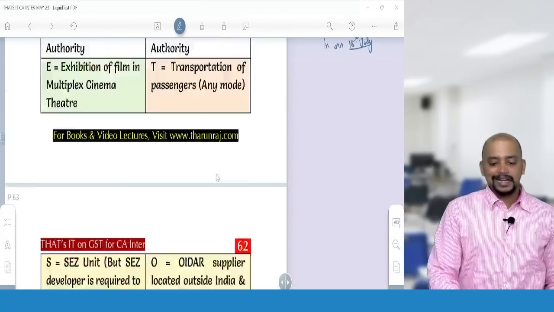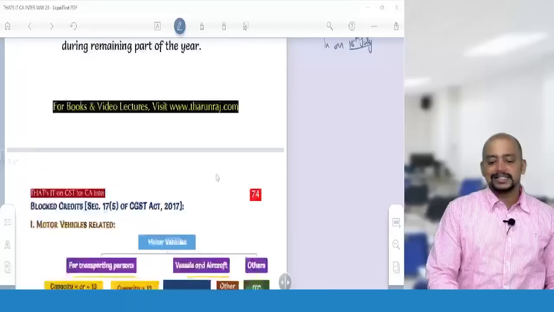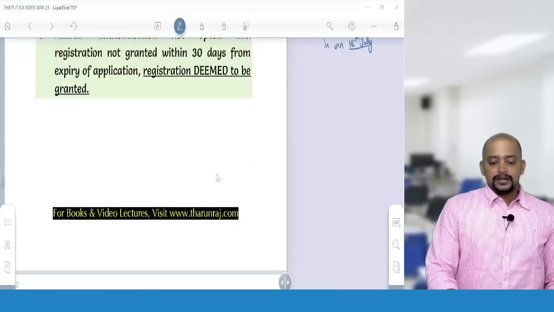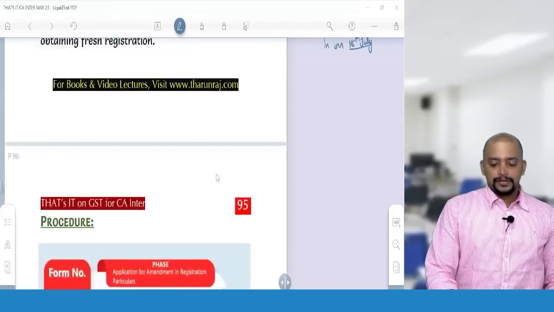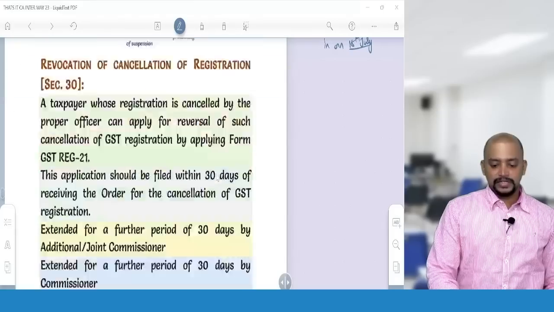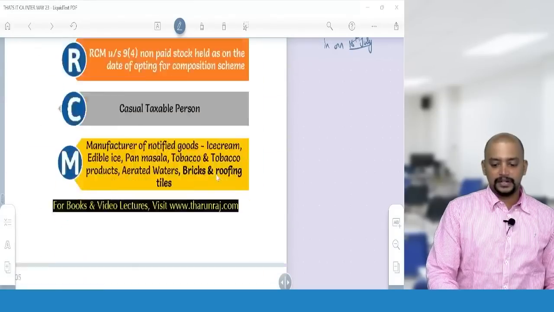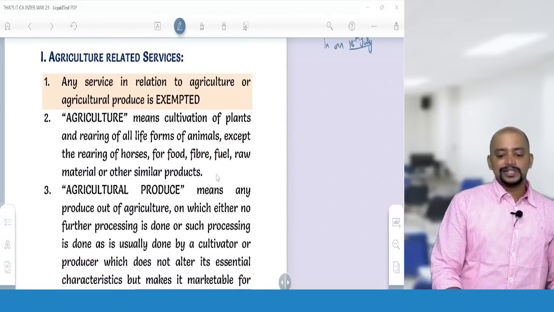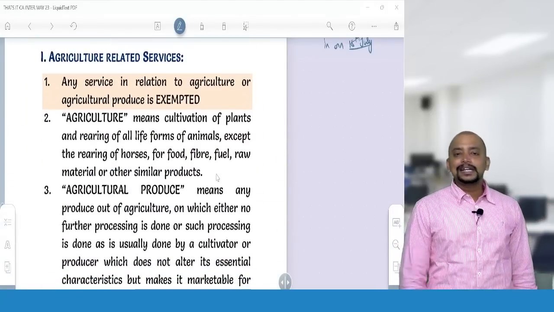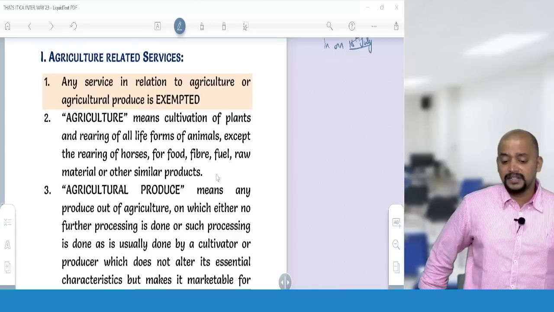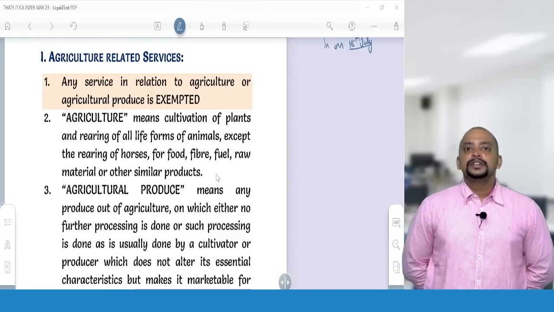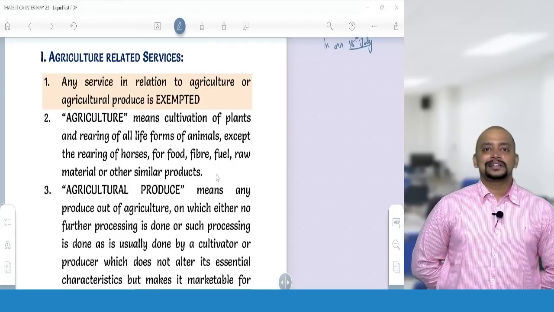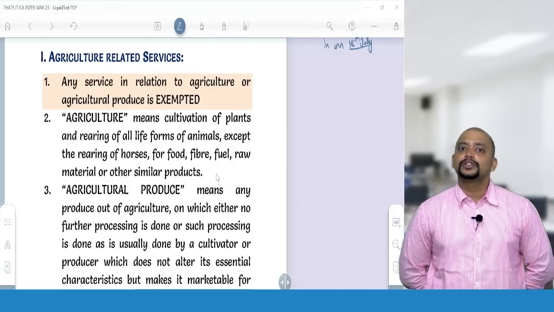Now the next area that we are going to see is exemptions. Exemptions come, I think, after the composition scheme. Yes. So in exemptions in GST, we have agriculture-related services, which is the first sector in exemptions. Here, any service in relation to agriculture or agricultural service is exempted. That is the first point you need to remember.